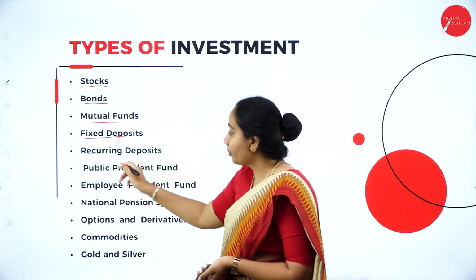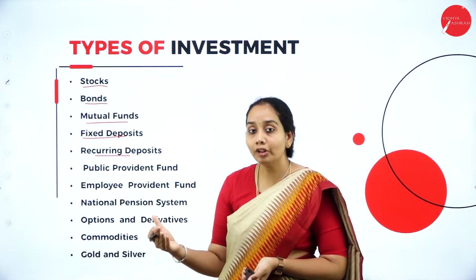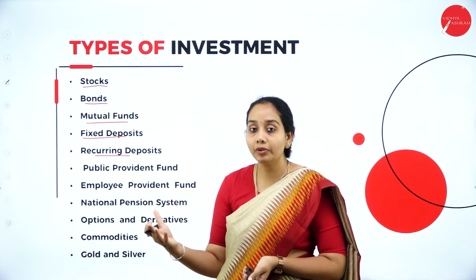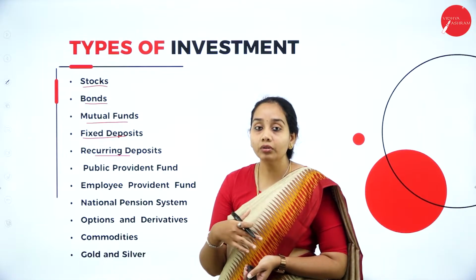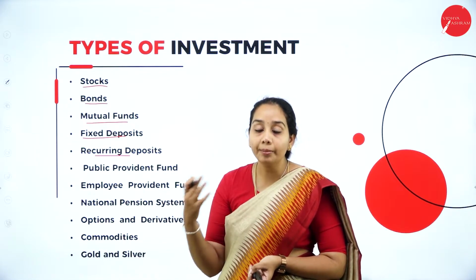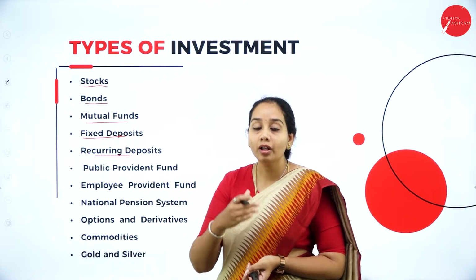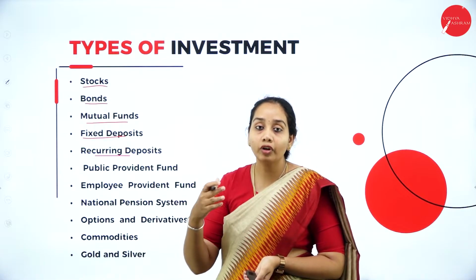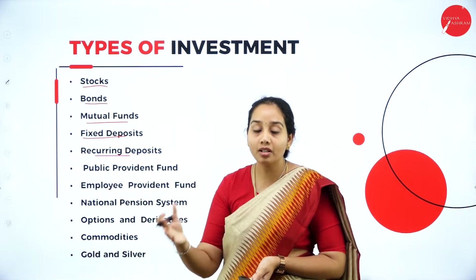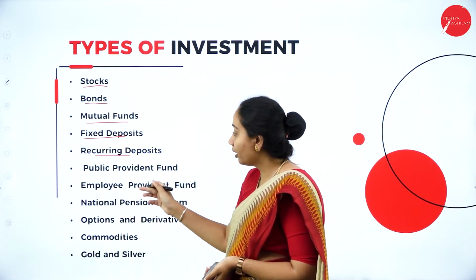So that is called fixed deposit. Next is recurring deposit. This is also one of the common forms of investment that many people do. They open an account called an RD account in banks, and they invest a fixed amount for a period of time. That means for a year, for 2 years, for 3 years, they invest monthly. That concept is called recurring deposit.